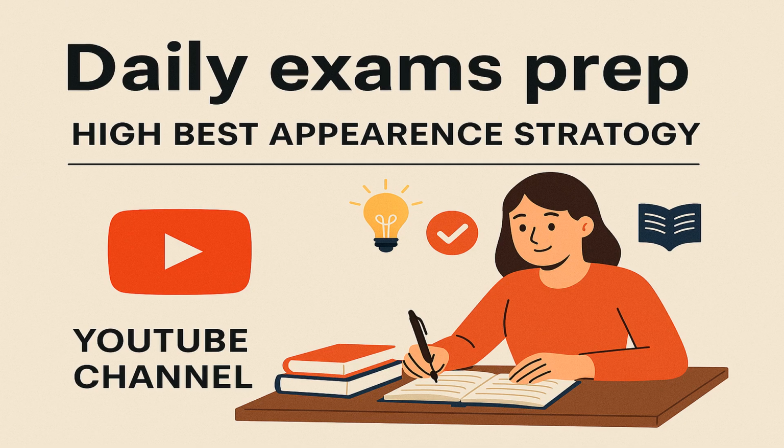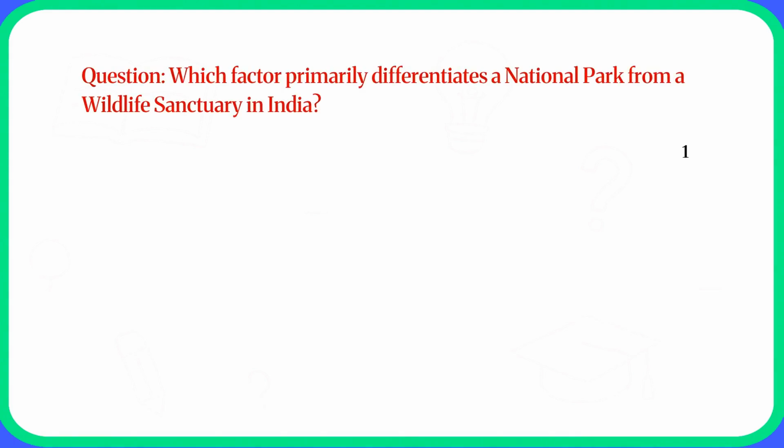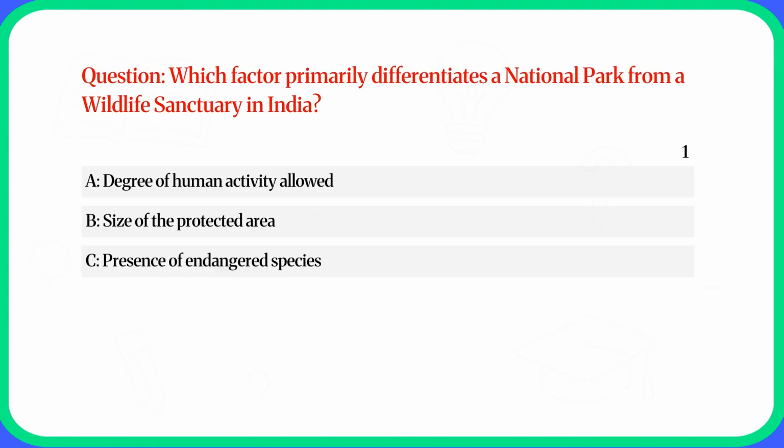Let's dive into the topic. Question: which factor primarily differentiates a national park from a wildlife sanctuary in India? Answer A. Degree of human activity allowed.